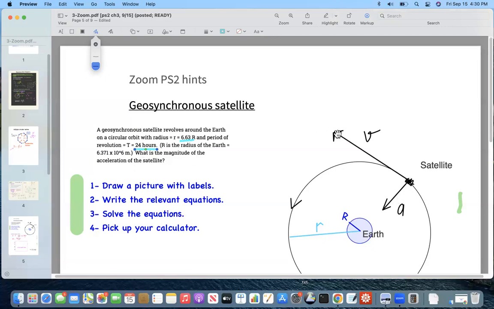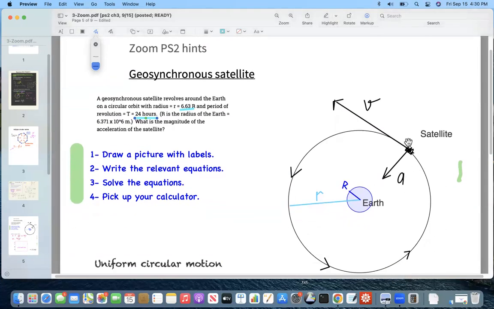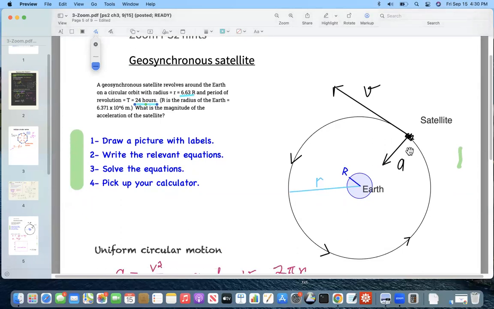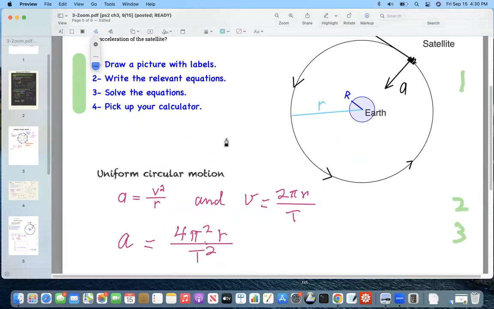Here's the velocity vector, which is constantly changing as the satellite goes around the orbit. And here's the acceleration vector, which is always towards the center of the Earth. In other words, it's constantly changing as the satellite goes around the Earth, so that it's always directed centripetal. So what's the magnitude of the acceleration? Well, the direction is towards the center of the Earth. What's the centripetal acceleration? Well, we have these equations. A is v squared over r. That's the centripetal acceleration magnitude.